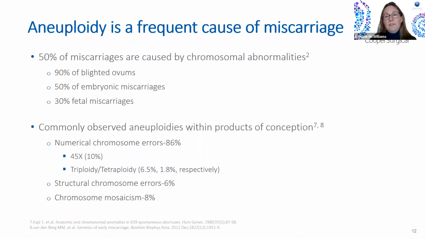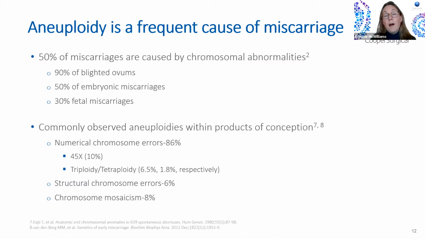So what causes miscarriage? Well, aneuploidy is a very frequent cause of miscarriage. And in fact, it's estimated that 50% of miscarriages are caused by chromosomal abnormalities. For blighted ovums, aneuploidy is the cause of 90% of these. For embryonic miscarriages, aneuploidy is the cause 50% of the time, and 30% of fetal miscarriages are caused by aneuploidy.